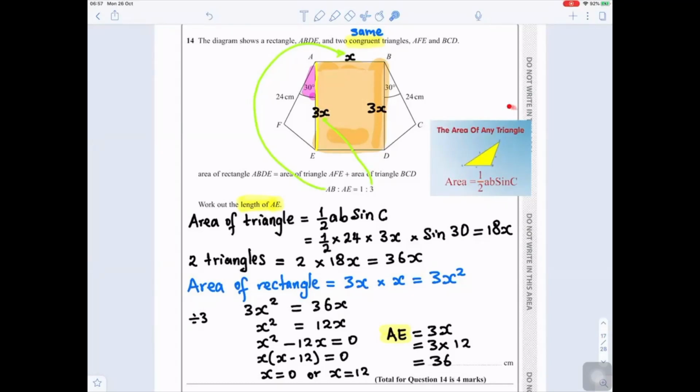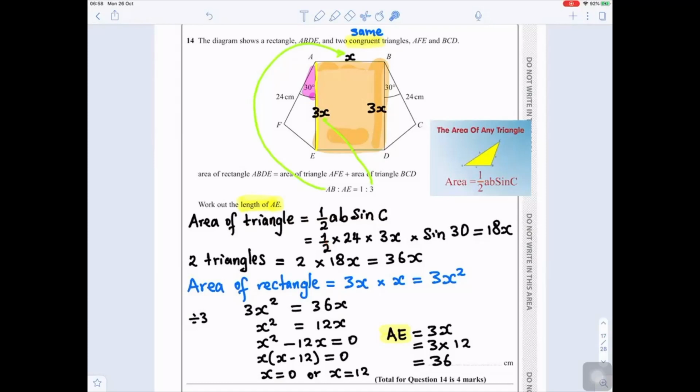Look at the right hand side. There's the formula for the area of a triangle. You need to learn that formula. It's very common in the higher tier GCSE examination. The area is half times the product of the two sides times the sine of the angle between them, half AB sine C. So we're going to use that formula to work out the area of the triangle.